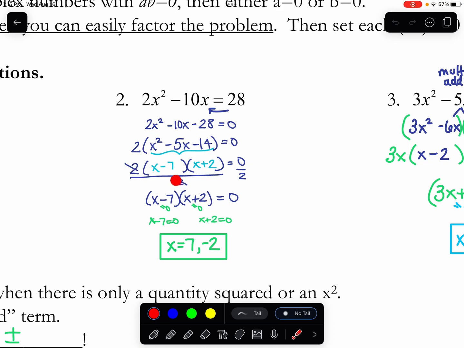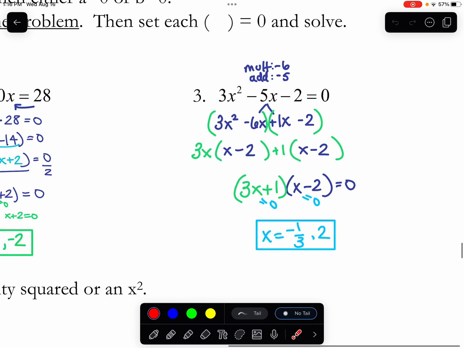We could cancel 2 from both sides. That's 2 times this. We can divide both sides by 2 to cancel it out. And then what's remaining are those two factors. Using the zero product property, setting them both equal to 0, we can get the solutions to the original quadratic.